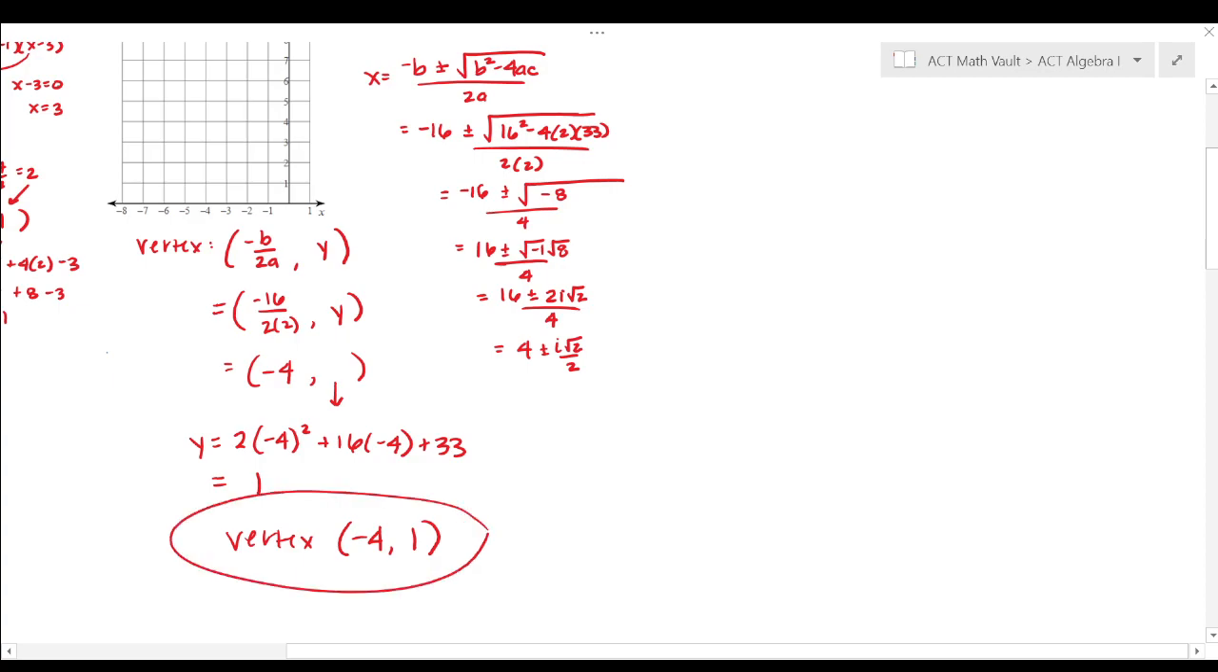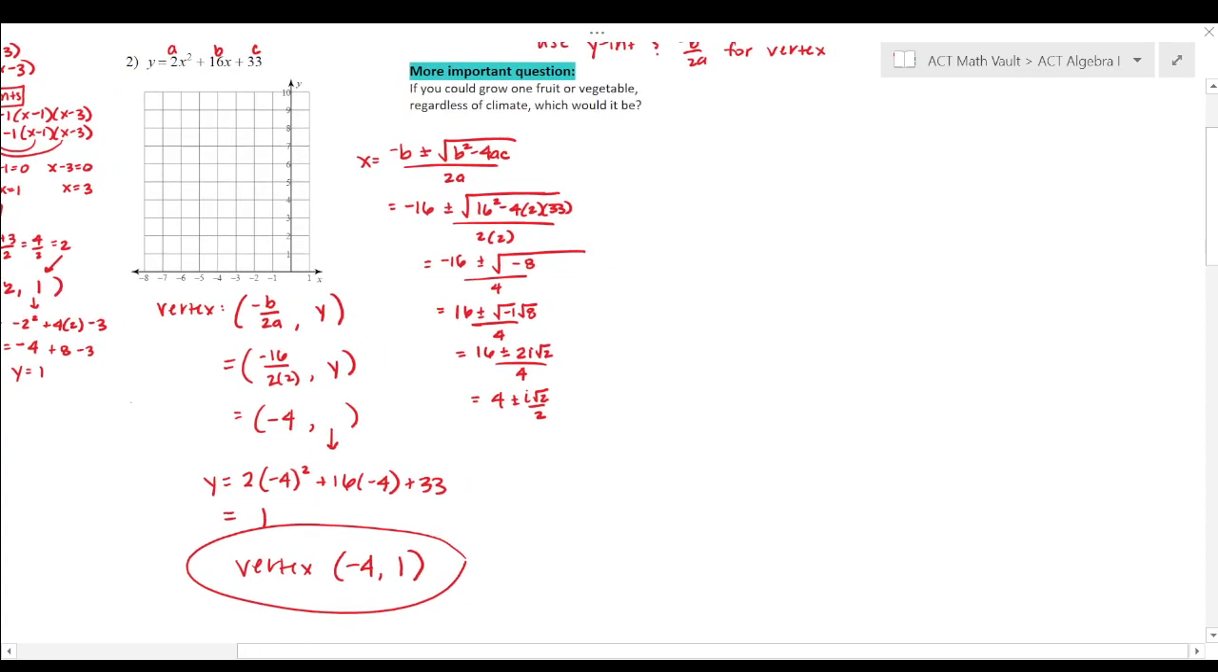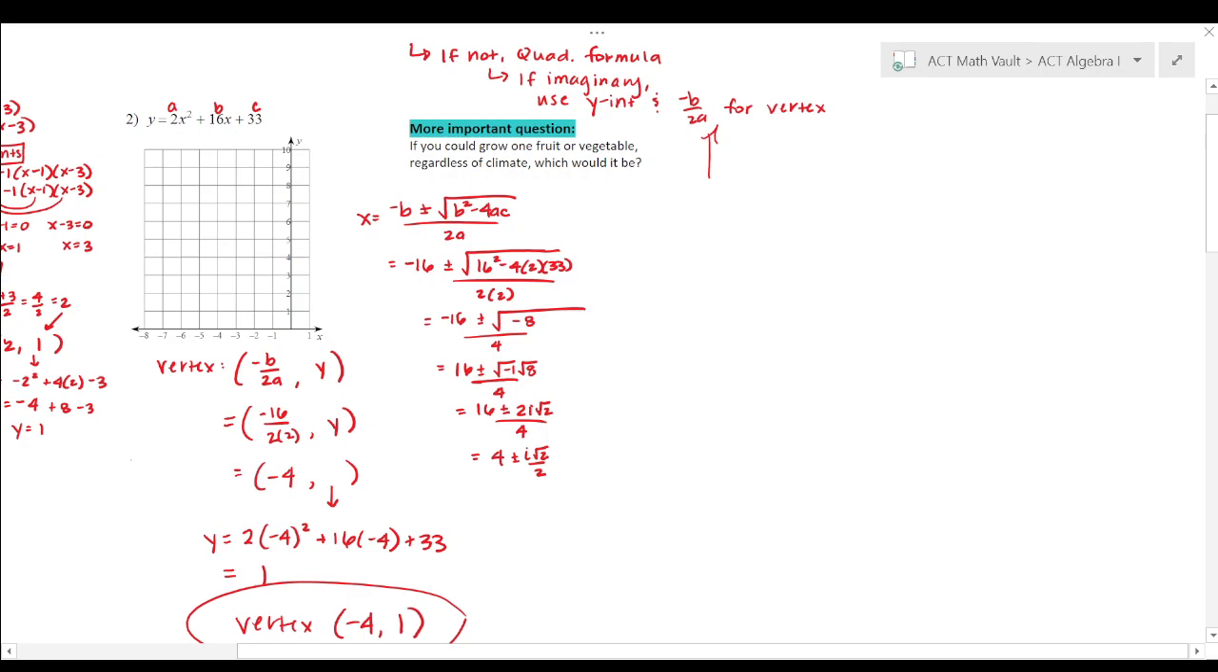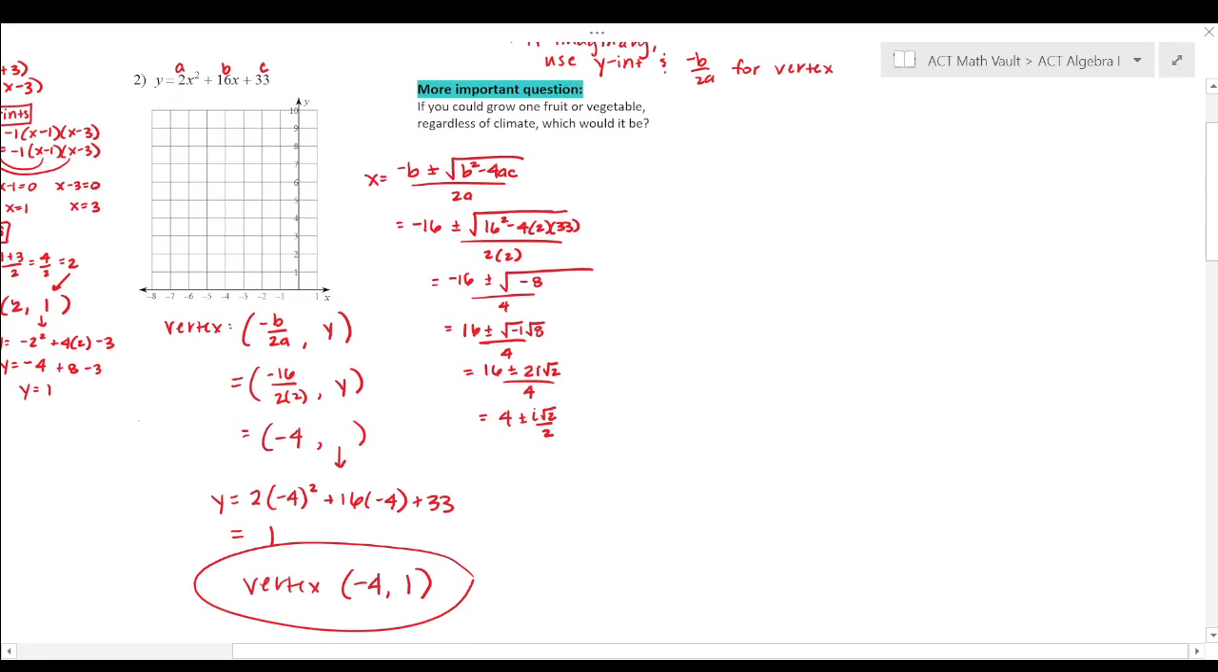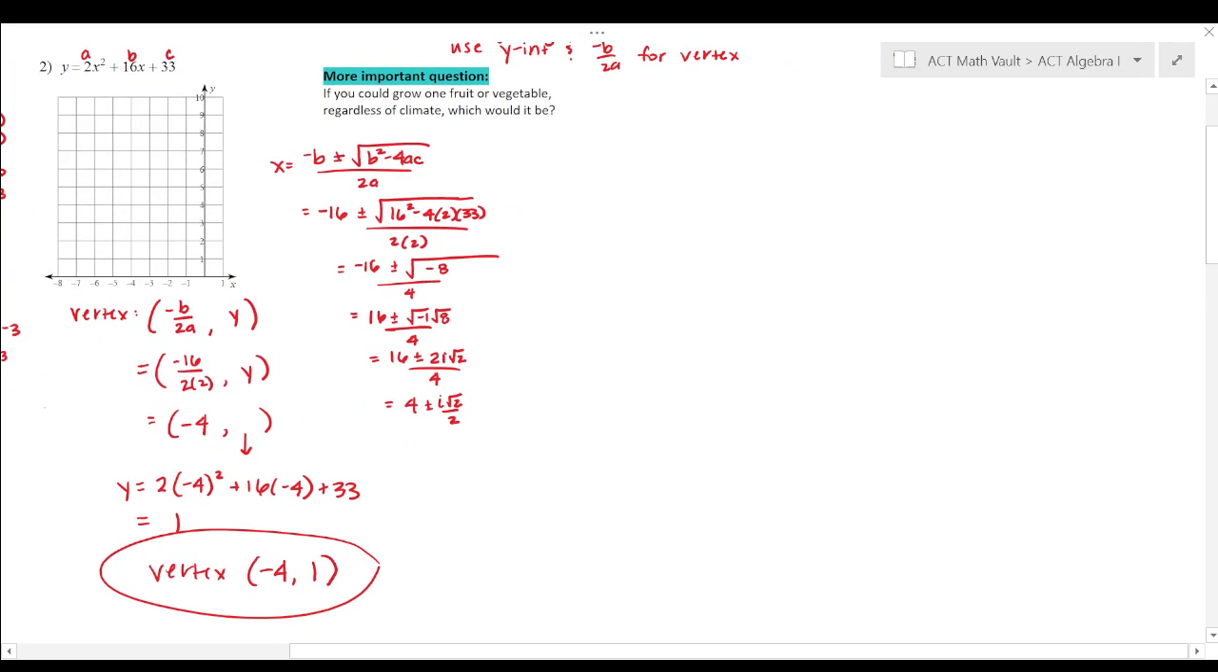Okay, now that's a big deal. This negative b over 2a trick is the only way that you can find the vertex. You need a different tool in your tool belt when you can't use that average the intercept sort of thing. And so I know negative 4, 1 is my vertex. I know this is going to be pointing up because this 2 is positive. So my next question is, how can I plot another point?